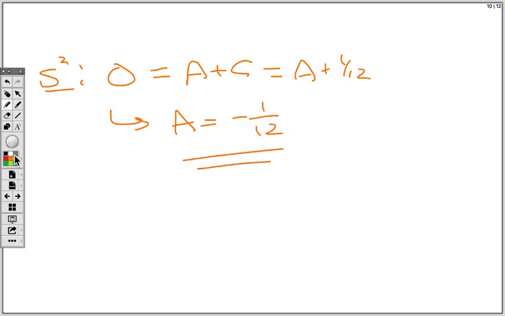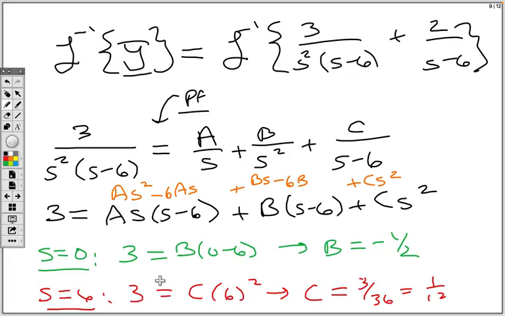Okay. And once again, you could have gotten to these answers by just equating coefficients for s squared, s, and the constants. You would have still gotten to these, but if you can find cheap things to plug in to make your life easier, then by all means do that.